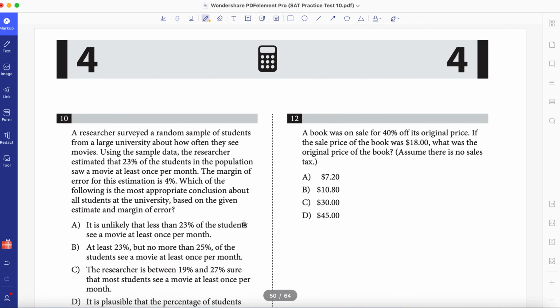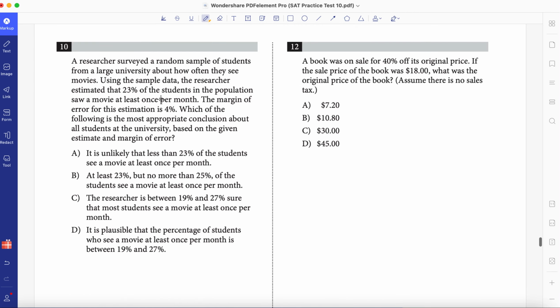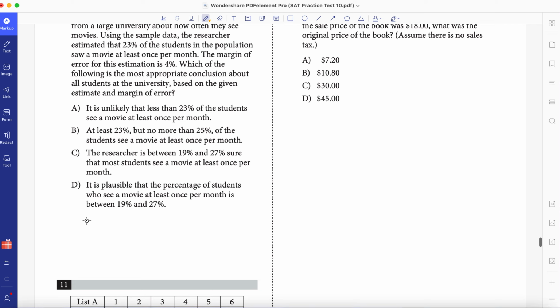And for number 10, this is all just a bunch of words. The researcher estimated that 23% of students in the population saw a movie at least once per month. The margin of error is 4%, and which is the most appropriate conclusion? So we know that he estimated 23%, and we have a plus or minus 4%. So the percentage is 23%, and then the margin of error is plus or minus 4%.